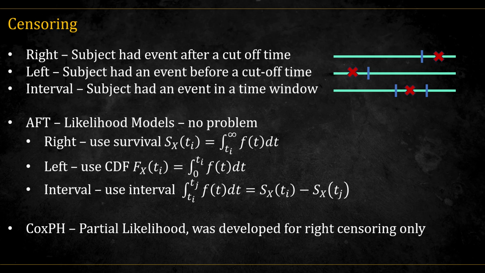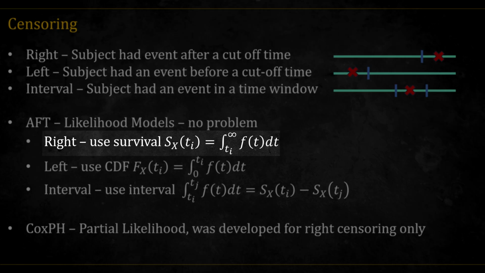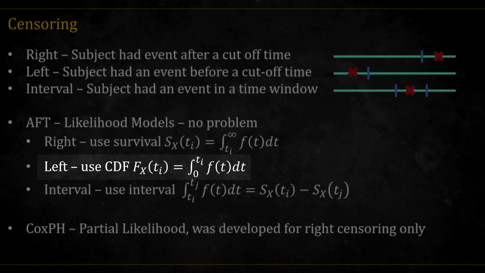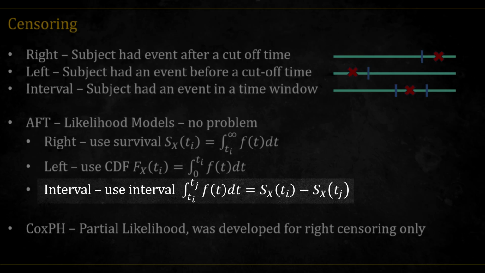In all cases, we don't know exactly when the event took place. Since AFT uses the full likelihood, there is no problem. We can incorporate the information of all types of censored data. For right censoring, we will use the survival function. For left, we will use the CDF. And for interval, we will use the integral of the PDF in that interval.